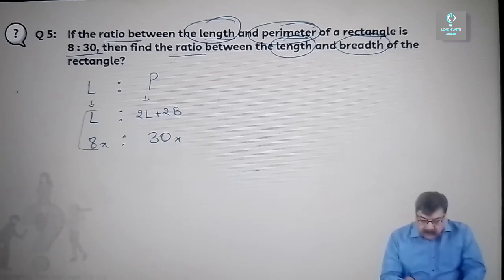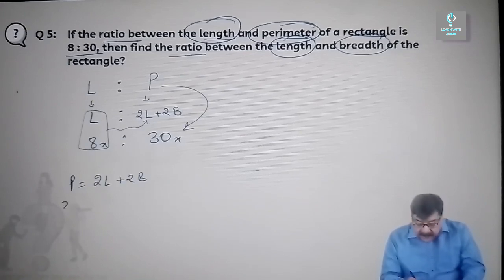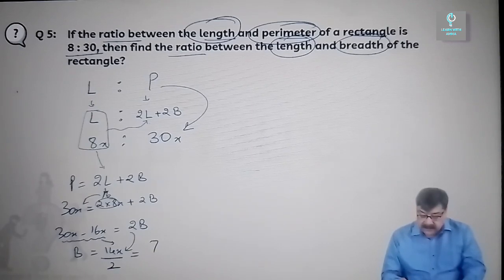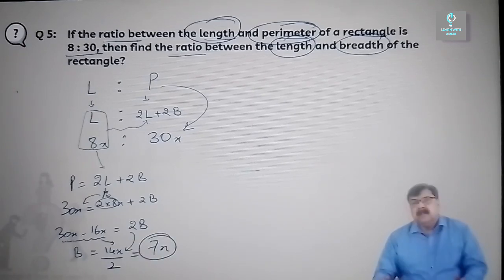Now length we already know is 8x. So can we substitute this value here? Now perimeter we know is 2L plus 2B, and perimeter here is given as 30x. So we will substitute this 8x in place of this L. So it shall become 2 into 8x plus 2 times B. Well, this is 16x, goes to this side. So 30x minus 16x is equal to 2 times B. So B here is 30x minus 16x, which is 14x, and this 2 shall come in the denominator. It shall become 7x. Now this is one way.